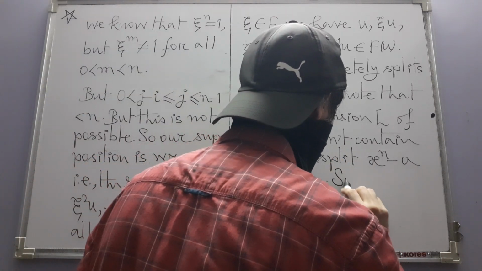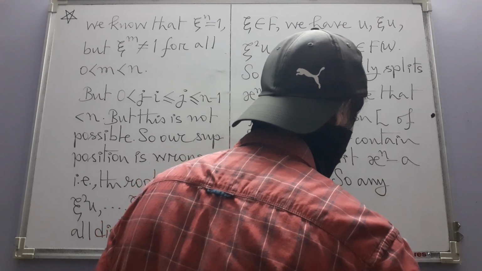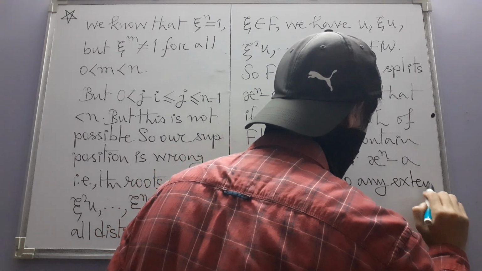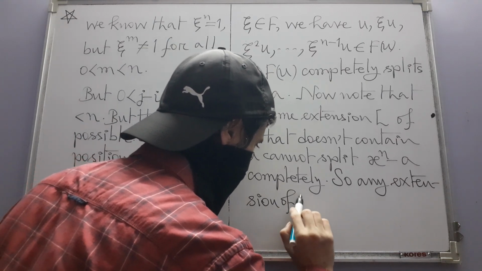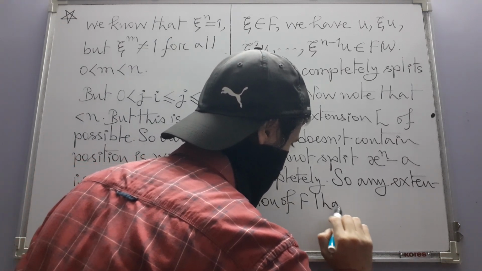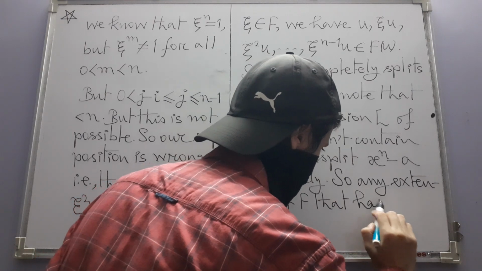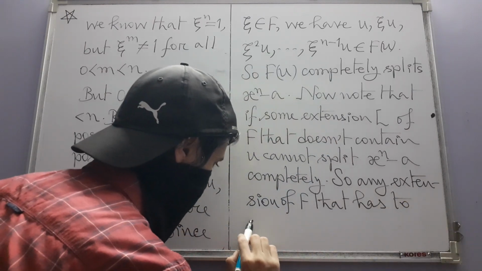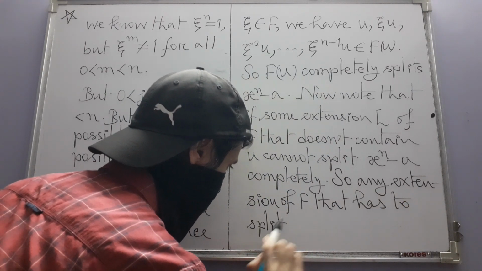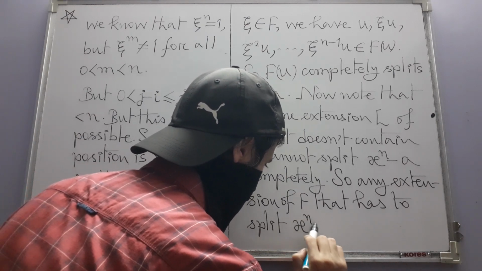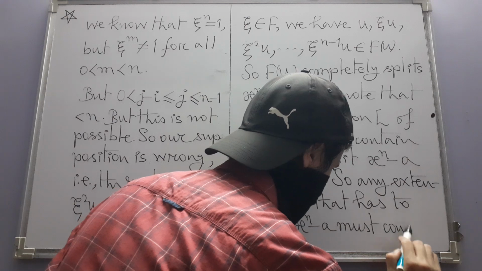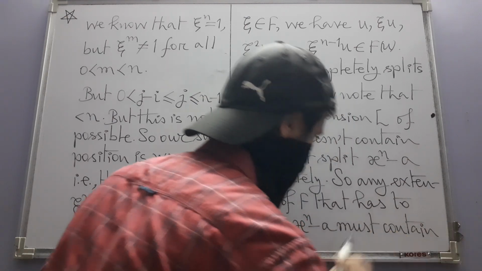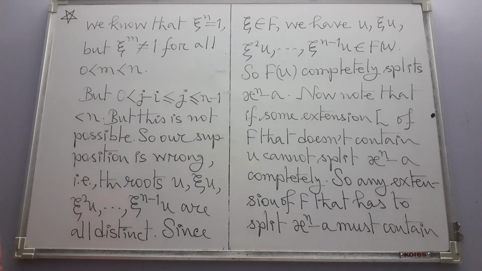So, any extension of F that has to split our polynomial must contain u. There is no other choice.